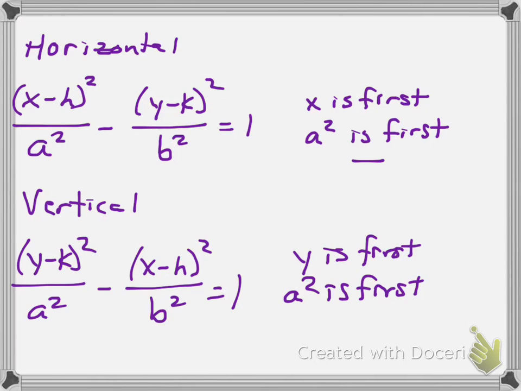Okay? If you have a hyperbola with an x squared starting it, that is horizontal. If you have a hyperbola with a y squared starting it, it is vertical. That's how you tell the difference. That's the only difference in those two equations that you see up on the screen right now.